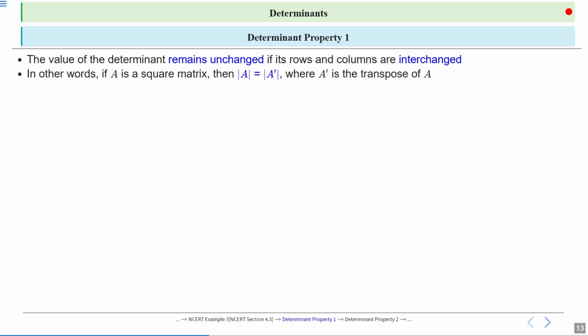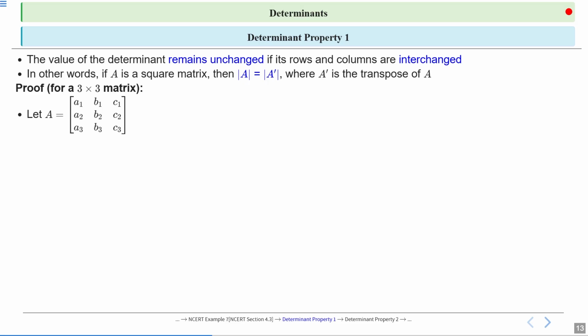We are already familiar with the concept of the transpose of A. So what is the transpose of A? If there is a matrix A and we interchange its rows and columns, then that matrix is called the transpose matrix, and it is denoted as A dash. According to property number 1, the determinant of matrix A is equal to the determinant of its transpose. So we can prove it.